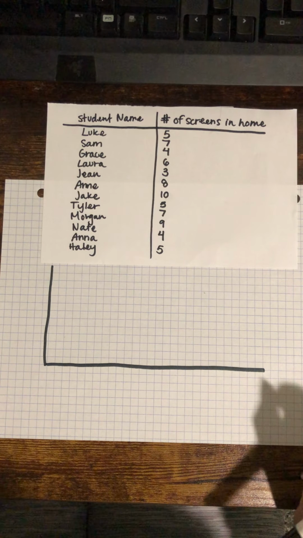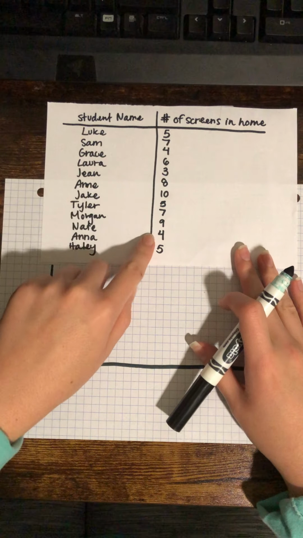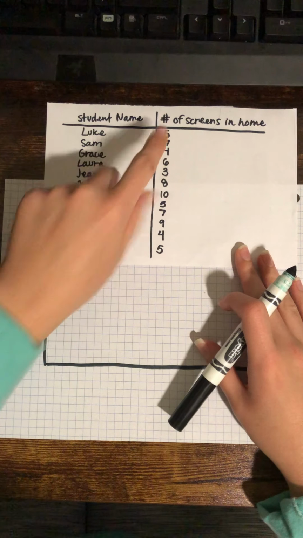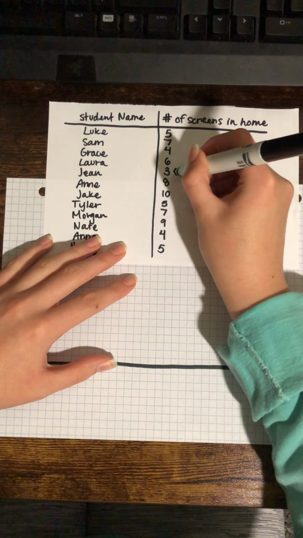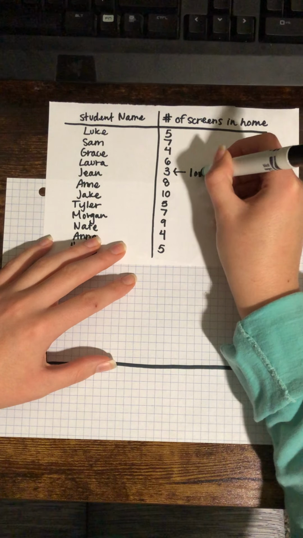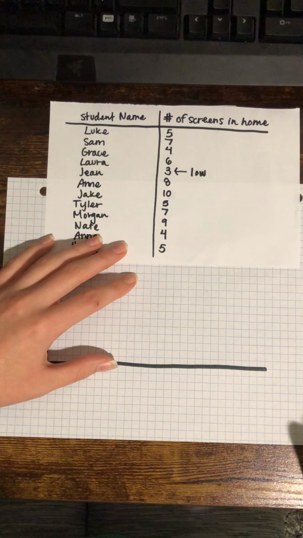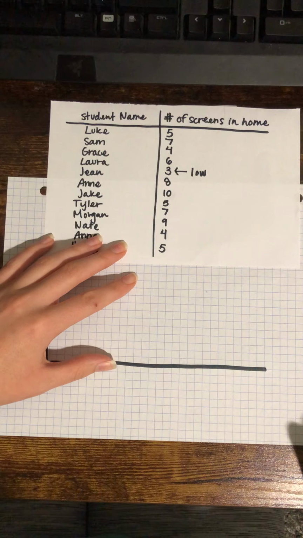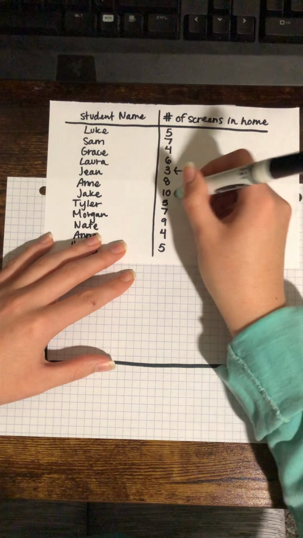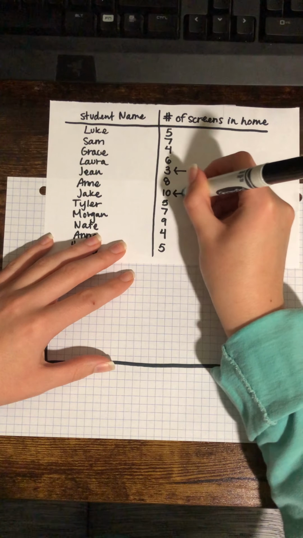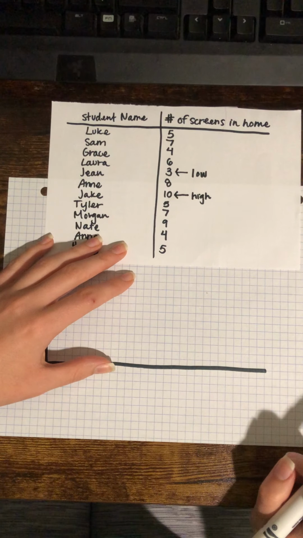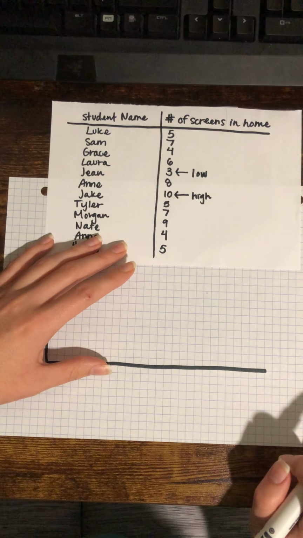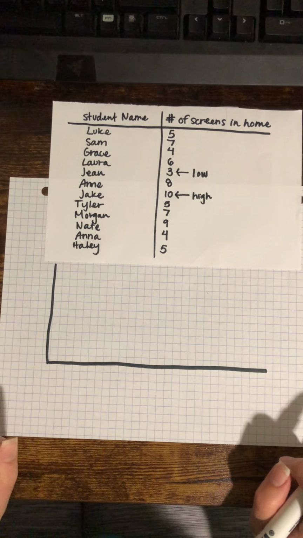So we're going to draw our ranges, but I want to go back and look at our data set just to see what our ranges might be. So I see that our lowest number is this one. This is our low. And then what number is our highest one? Can somebody tell me? You're right. It is this one. 10 is our highest number. So we only have a range of 7 numbers because we're going from 3 all the way up to 10.